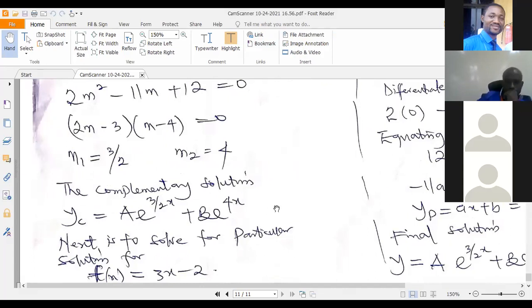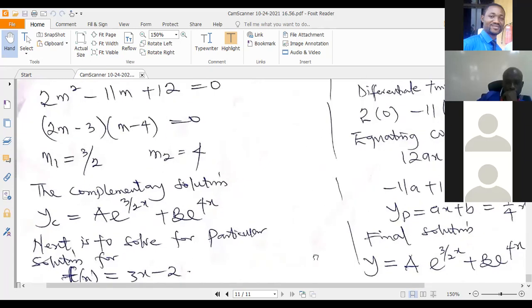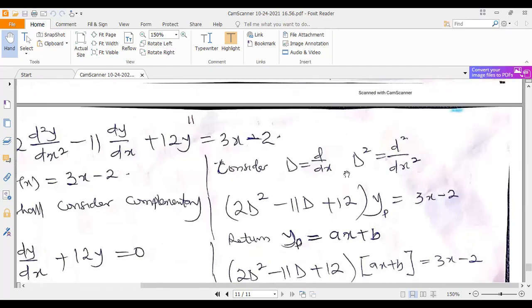So we need to proceed and solve for the particular solution. But don't forget that here, the non-homogeneous part is 3x minus 2. Now, I even write it down for you. Can you say here that D is equal to d over dx, and D squared is d squared over dx squared? So if that is the case, then my y particular now.